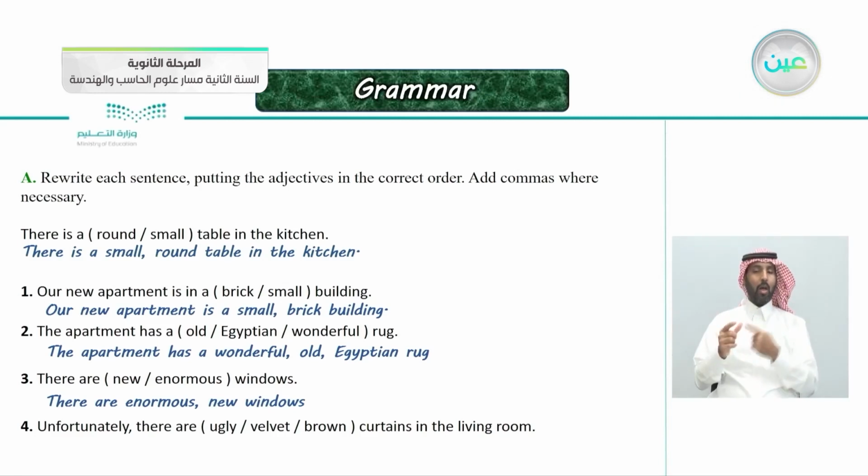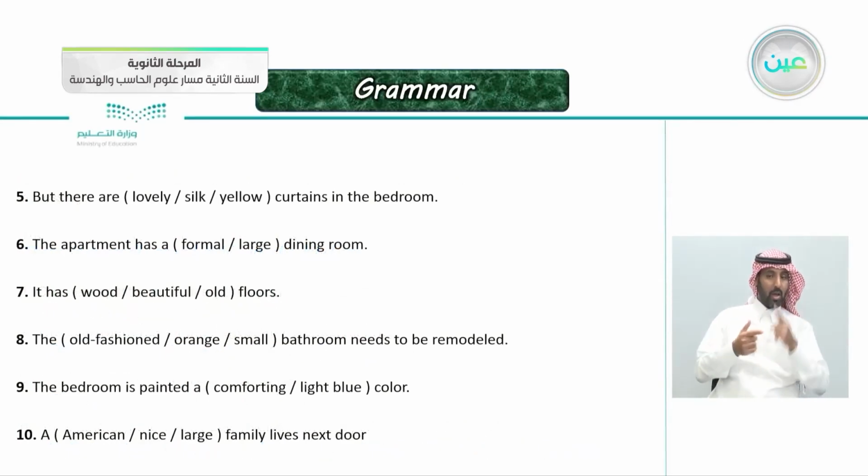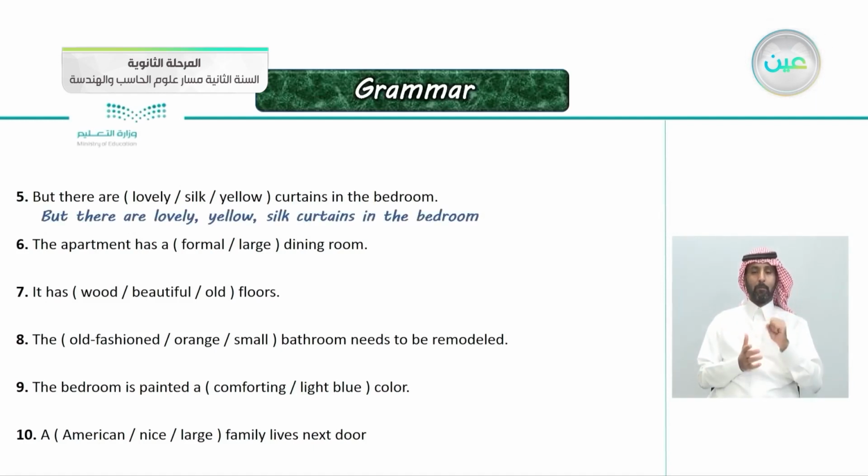Number 4, unfortunately, there are ugly velvet brown curtains in the living room. Let's check the answer together here. Unfortunately, there are ugly, opinion, brown velvet curtains in the living room. Number 5, but there are lovely silk yellow curtains in the bedroom. So the correct answer here is, yes, but there are lovely yellow silk curtains in the bedroom. Lovely, opinion; yellow, the color; silk is the material; curtains in the bedroom.